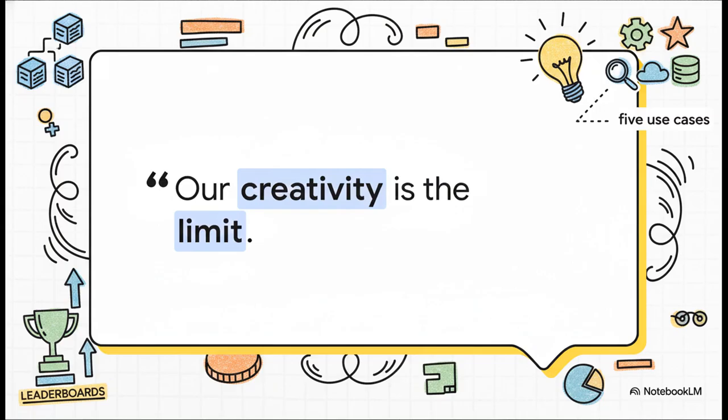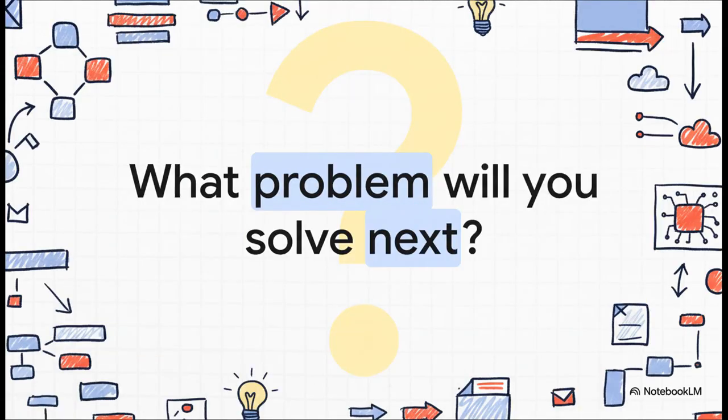So, from caching all the way to leaderboards, you can see that Redis is just incredibly versatile. As the source material puts it, when it comes to using Redis, our creativity is the limit. These 5 use cases are really just the beginning. Which, of course, brings us to the final question. After seeing how Redis can tackle these common, sometimes really complex problems with such elegant solutions, what problem will you solve next?